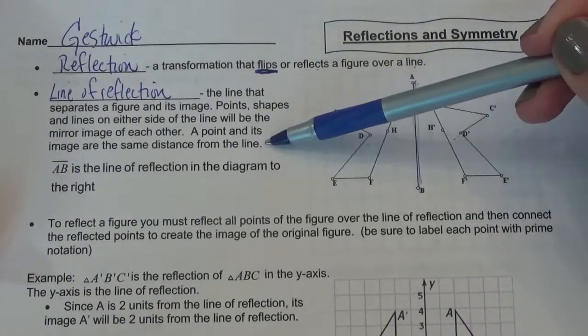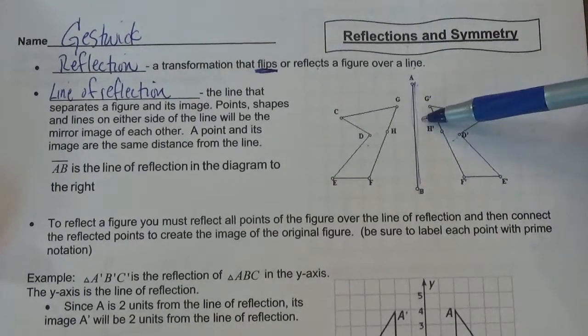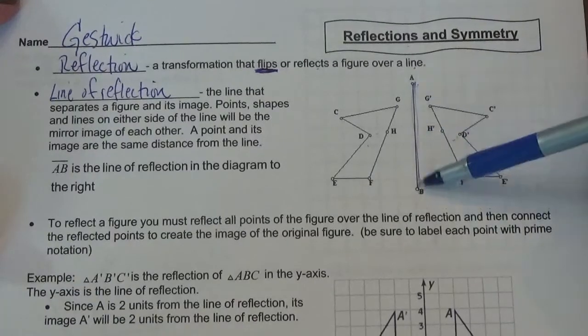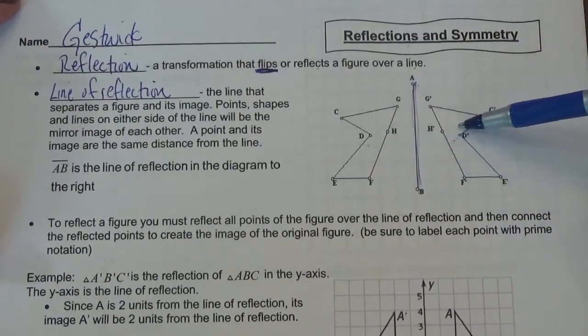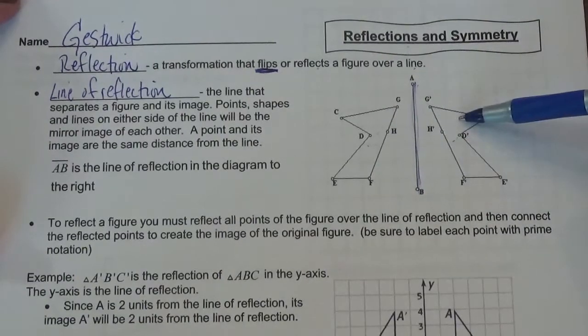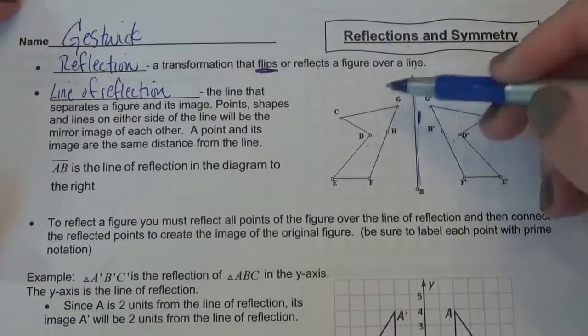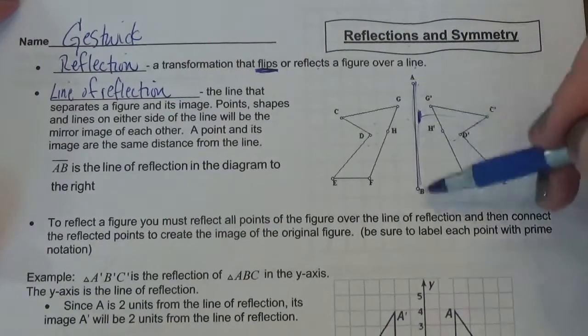A point and its image are the same distance from the line. That's how we're actually going to graph it. In this picture, here's the line of reflection, and it's just like this guy is looking into the mirror and he's equidistant on the other side. When you look in a mirror, it's not like your face is pressed up against it on the other side. No. If you're 2 feet away, then the image looks 2 feet away. So that's what we're going to be doing.